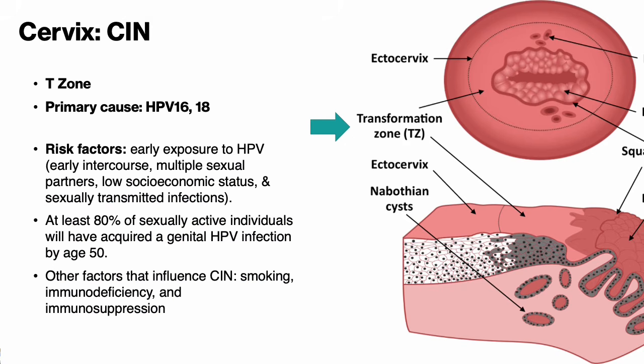So the primary cause of CIN or cervical cancer is HPV 16 or 18. Risk factors are early exposure to HPV, early intercourse, multiple sexual partners, sexually transmitted infections. At least 80% of sexually active individuals will have an HPV infection by the age of 50. Most of the time, people clear it. But other factors that can influence CIN: 100% smoking, immunodeficiency, or immunosuppression.